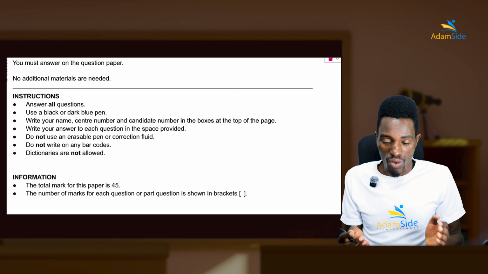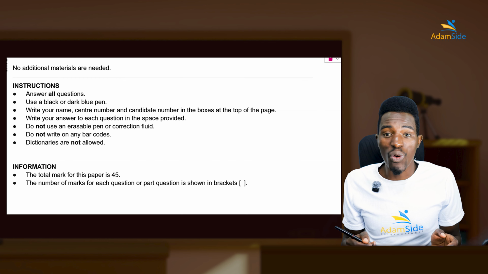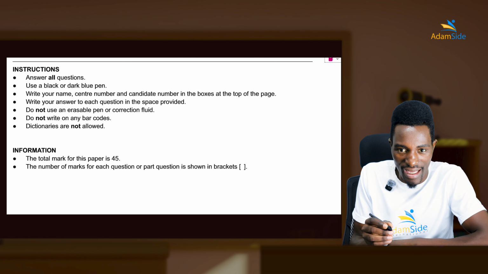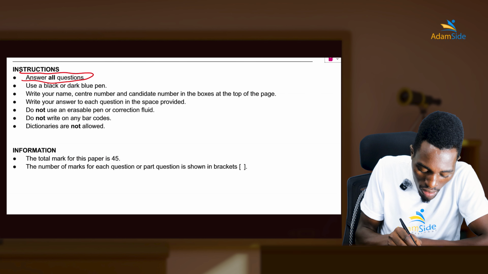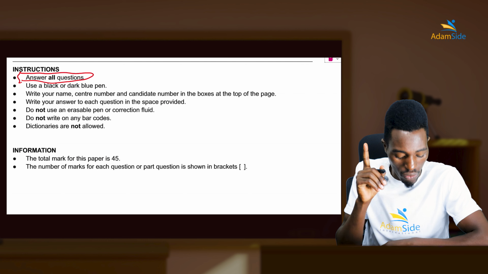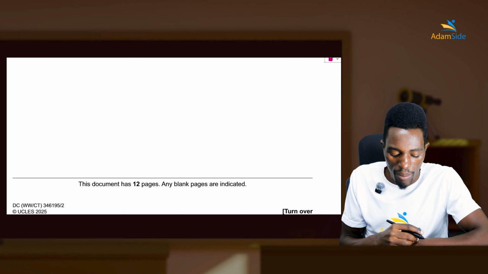That's the instructions. I'm not saying you should not consider all the instructions, but what we can mostly consider here is this one: answer all questions. Make sure you have answered all questions. So let's go to question number 1.